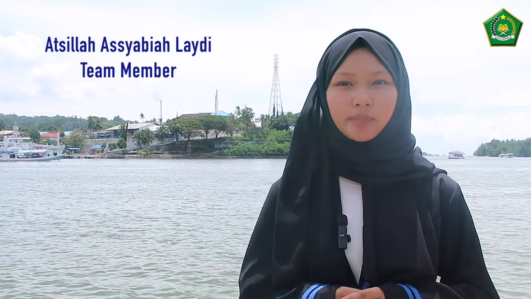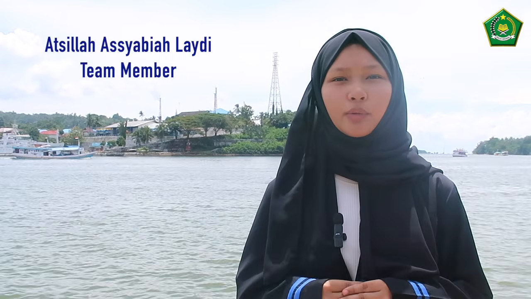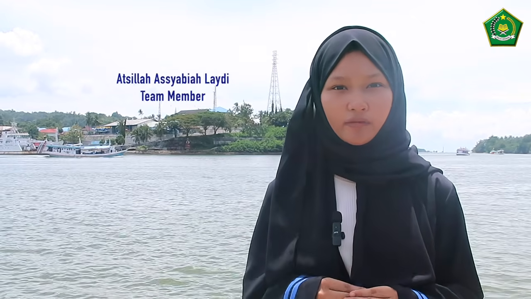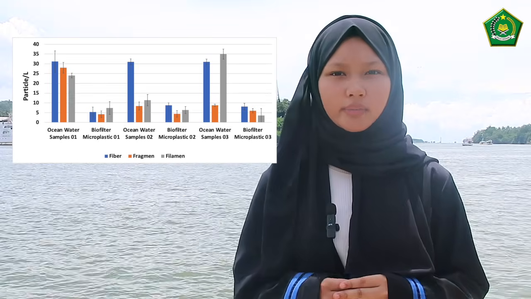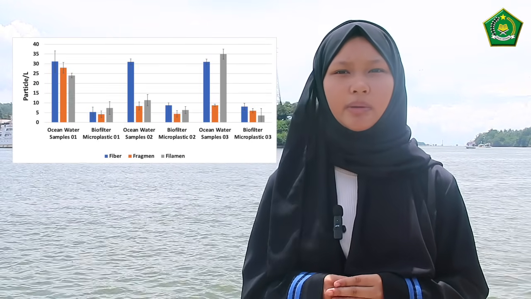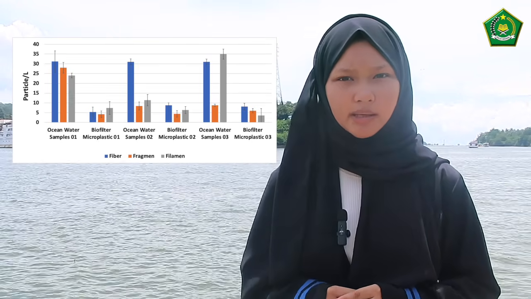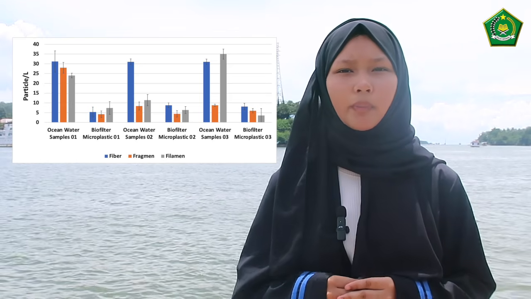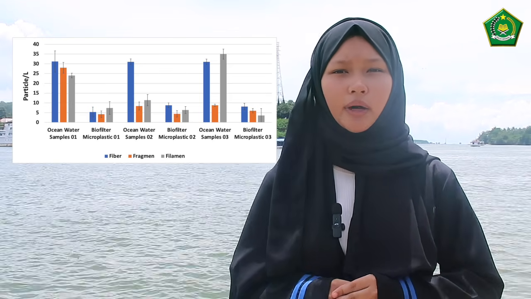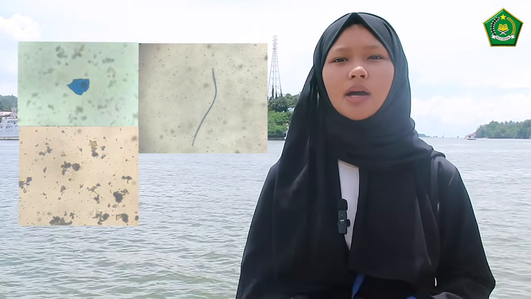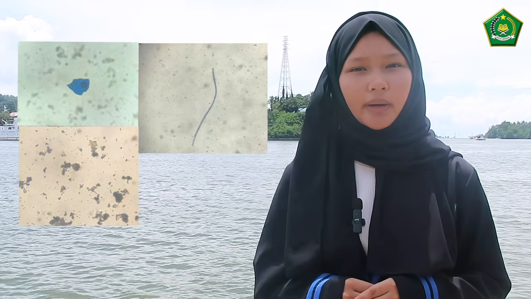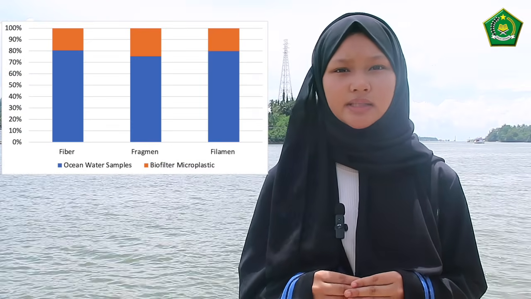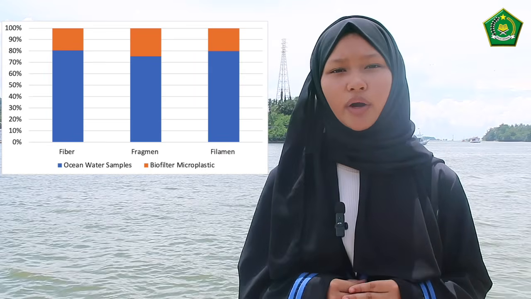Our research found 70 microplastic particles per liter of seawater in Kendari Bay, Southeast Sulawesi Province, consisting of 31 fiber particles per liter, 15 fragments per liter, and 23 filament particles per liter. Using a microplastic biofilter reduced the number of microplastic particles to a total of 18 particles per liter, consisting of 7 fiber particles per liter, 5 fragments per liter, and 6 filament particles per liter. The use of the microplastic biofilter can remove up to 79% of microplastic particles from seawater.